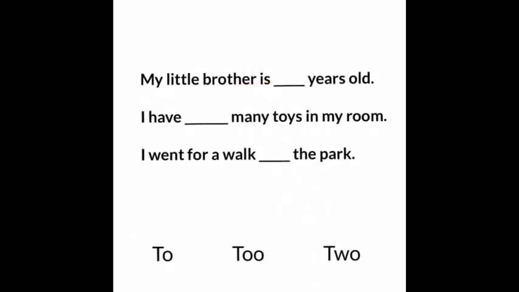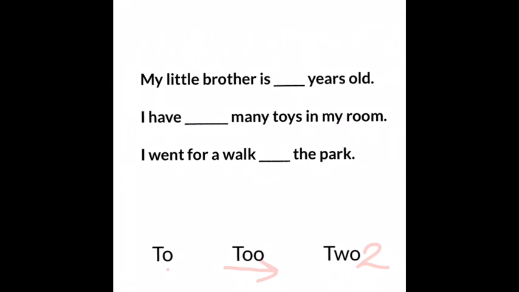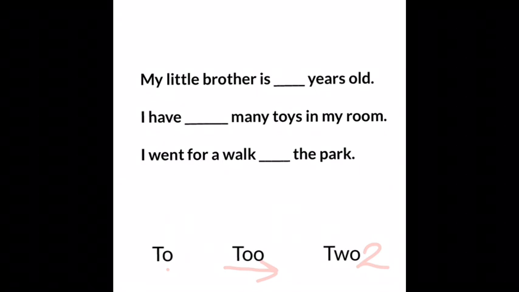Okay, here's your sentences for the homophone to. Now remember, you can either have to with 1 O, as in towards something or part of a verb. You can have too, as in too much or as well as. Or you can have two, as in the number 2. So have a read of those sentences and see if you can choose the correct one. You've got, my little brother is 2 years old. I have too many toys in my room. I went for a walk to the park. So have a look, think carefully.